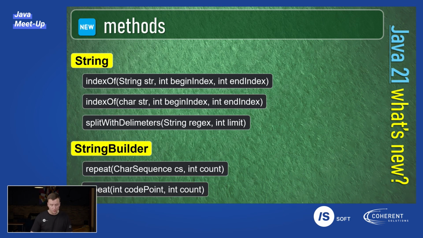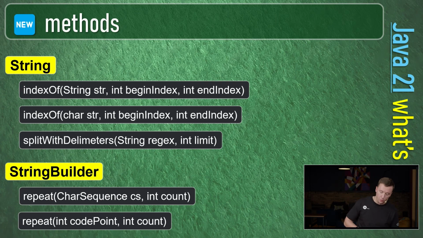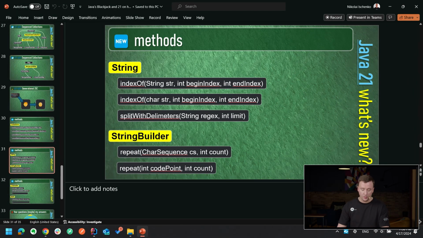Another set of methods that you can use for String and StringBuilder: indexOf for String, with some restrictions on which index we want to start searching from, and with an end index. It's a pretty obvious additional method with additional parameters, because before we had indexOf. However, the method splitWithDelimiters can be useful for you because before we had just split.